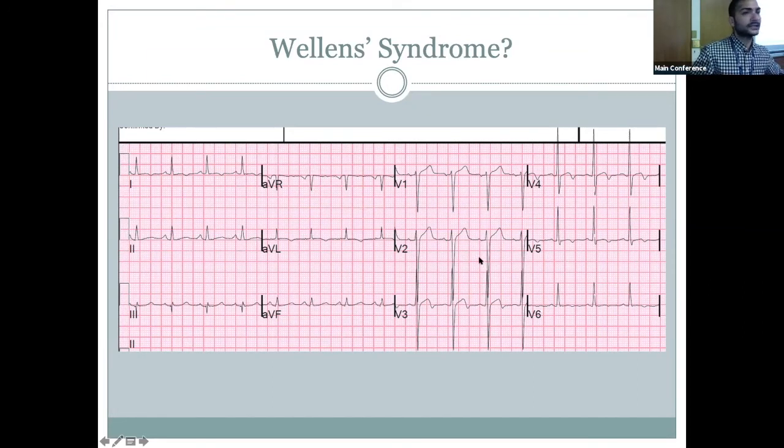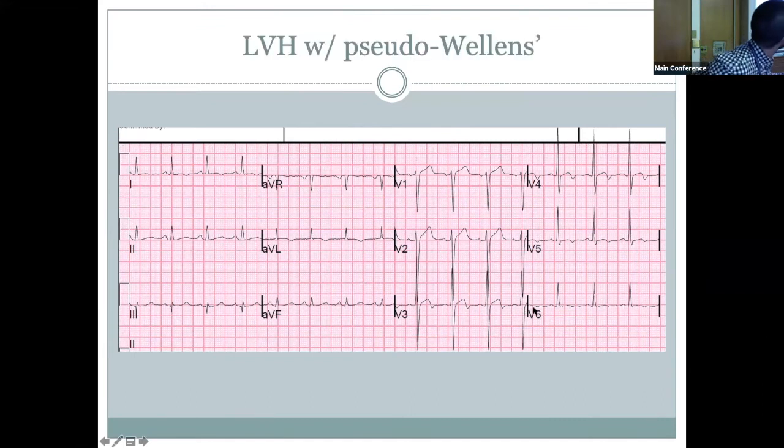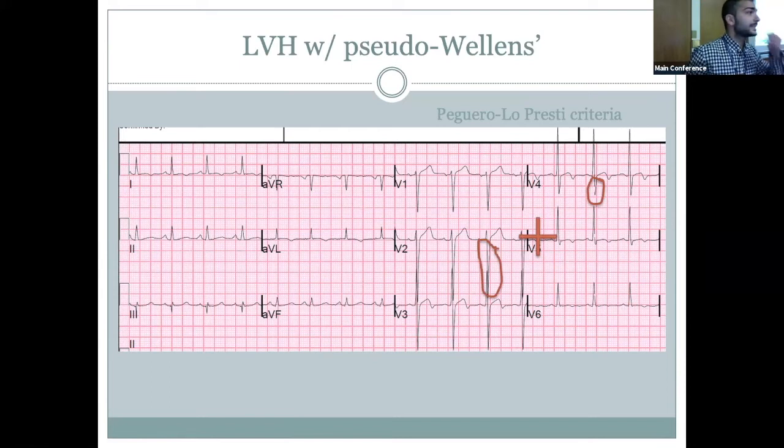Now you might be looking at this EKG saying, well, where's the LVH? If I look at V1 and then I add V5 or V6, it definitely doesn't meet the Sokolow-Lyon criteria. But this is actually pseudo-Wellens. The reason there's LVH is there's a criteria that's a little bit more sensitive and specific for LVH called the Peguero-Lopresti criteria. So you take the S in V4, you add it to the deepest S you have in any lead.